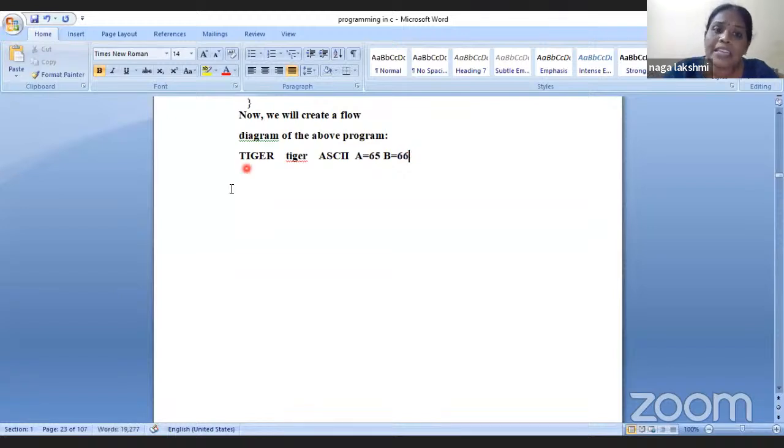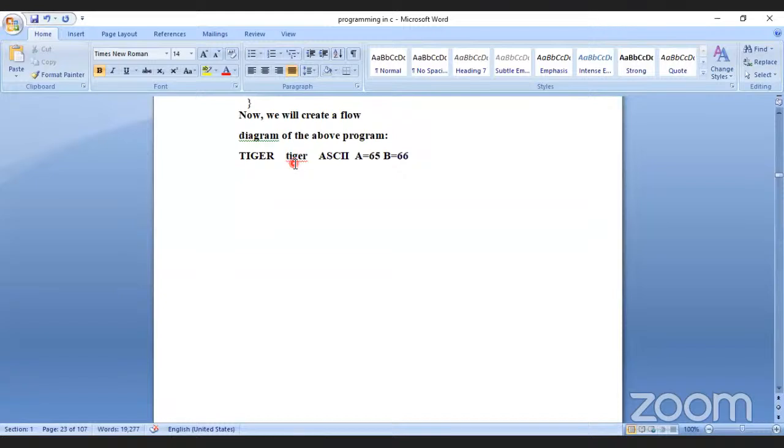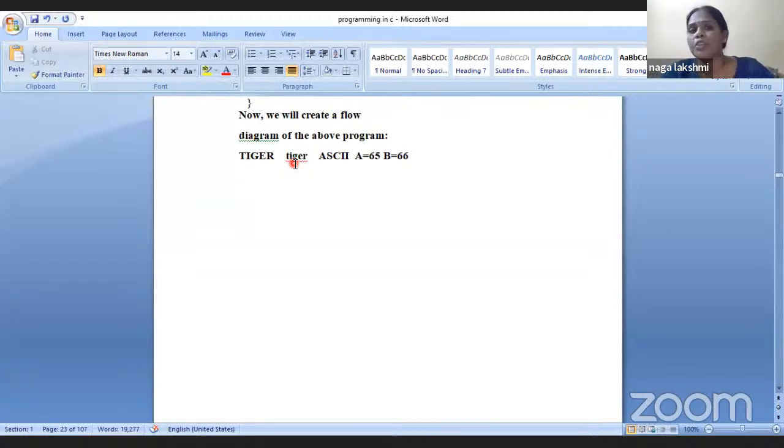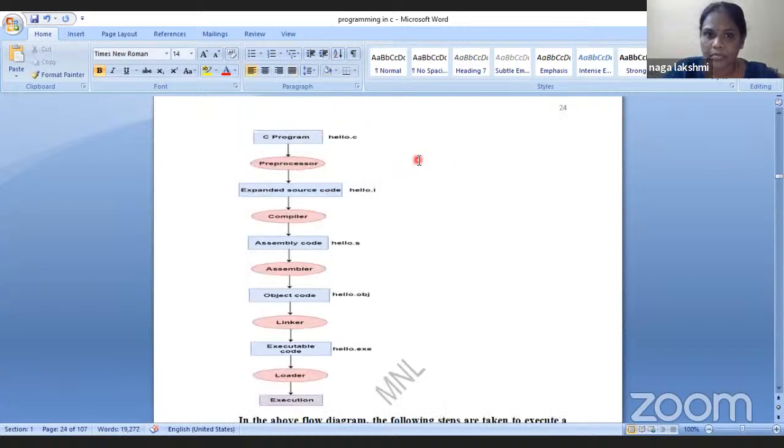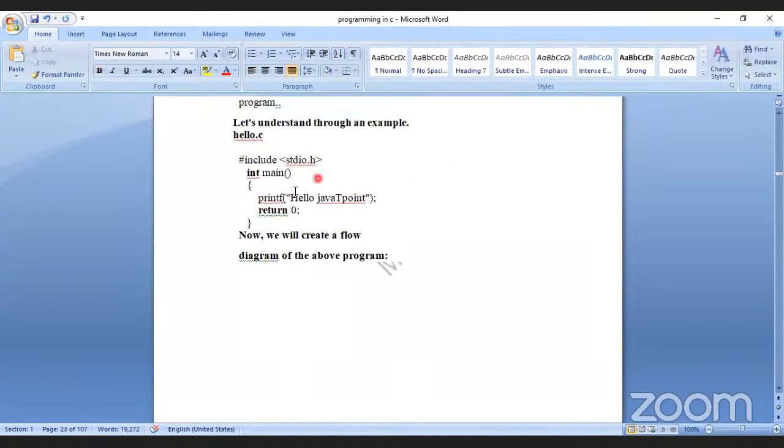Capital T's value is different from small t's value, right? Yes, ma'am. That is why C is a case sensitive language. You may get this question in interviews: whether C is case sensitive or not, you have to say case sensitive. As I have written above with tiger, capital letters have different values and small letters have different values. That's why I could call it a case sensitive language. Clear with this?